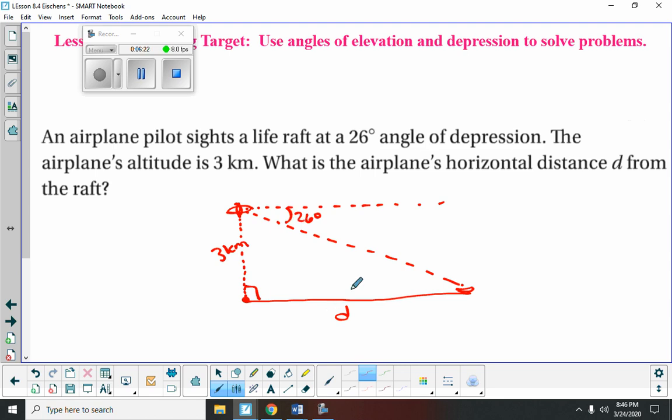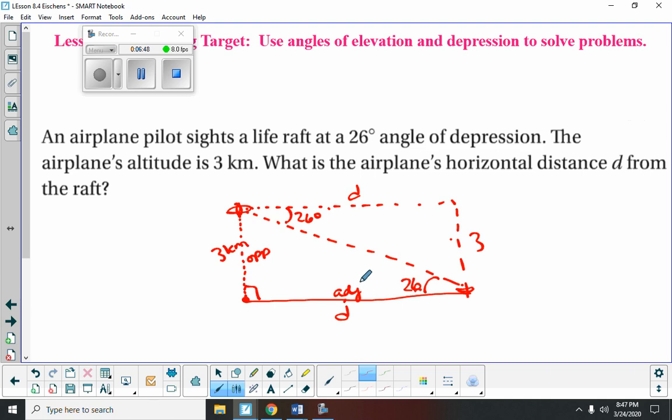You have some options here, but what I usually do is use the alternate interior angle. So these are parallel, so this would be 26. Or you could also do it this way. Make a rectangle, so this would be 3 and this would be D, and work with a triangle up here. Either way, if this is our angle, this is the opposite. This again happens to be the adjacent.